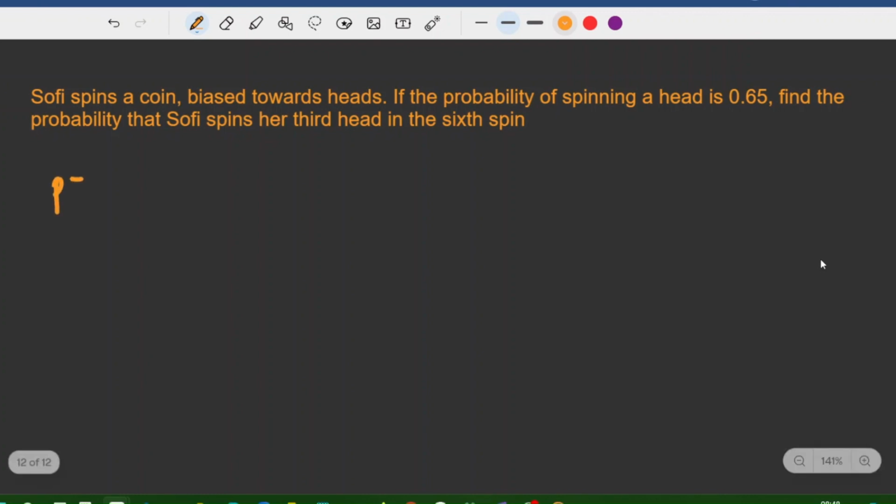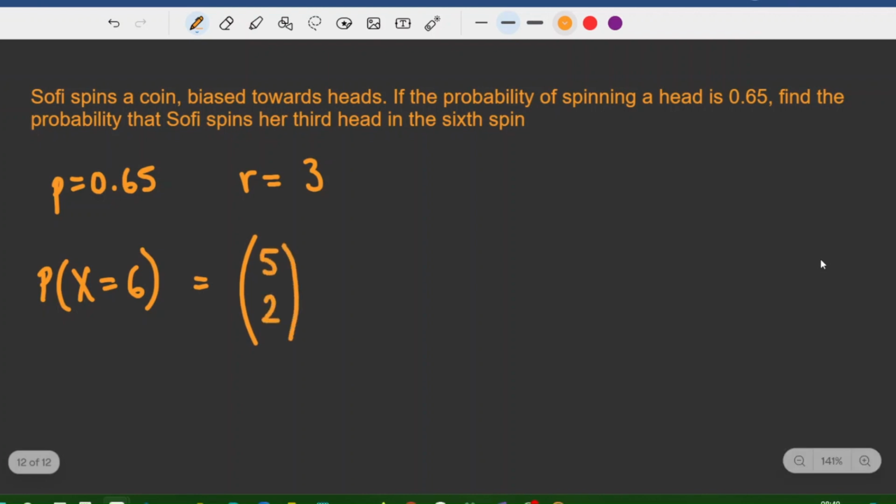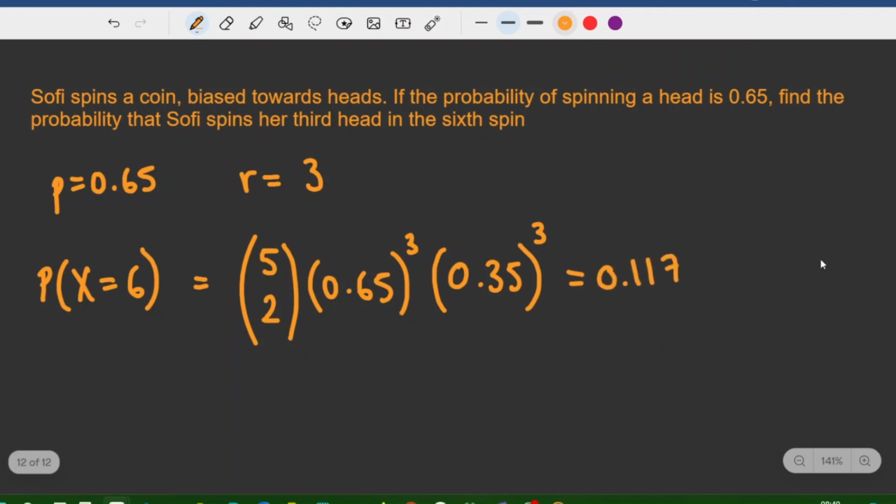So the probability is 0.65 and R is 3 because you want to find out the probability of a third success. Okay, and the probability of this success is 0.65. So you want to find out the probability of X equals 6. Using the formula before, you know that this can be written as 5 choose 2, 0.65 to the power of 3, and the probability of failure, 0.35, to the power of 3, which gives you 0.11774.